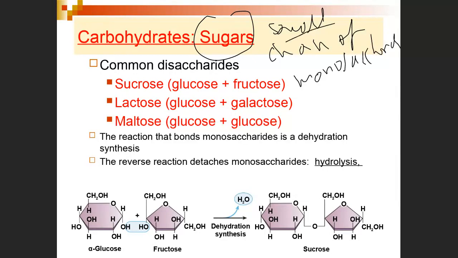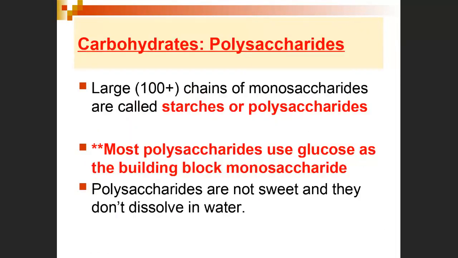So a small chain would be, like I said, 2, 3, 4, 10, 15, 20. Those are small sugars. The key with sugars is not only that you have a small chain of monosaccharides, it's that sugars are sweet and they dissolve in water. The longer the chain, the less sweet and the less they dissolve in water. So as these chains become hundreds and hundreds of monosaccharides put together, now we have polysaccharides.